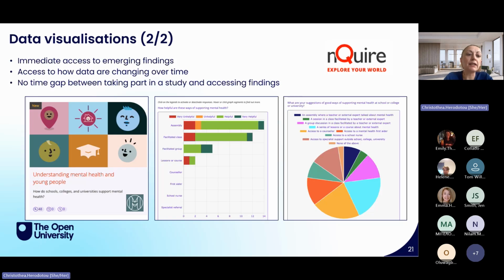In addition to this, I mentioned the data visualizations. These are coming from another study on mental health, which was social open. And here you can see, for example, what the young people think about the different interventions in terms of supporting their mental health and which of them are more popular and which are less popular. Also, you can see here the suggestions of people of how the youth could be supported at schools regarding their mental health. So any type of closed question, I would say it could be associated with a graph that anyone can access while the study is running on nQuire.